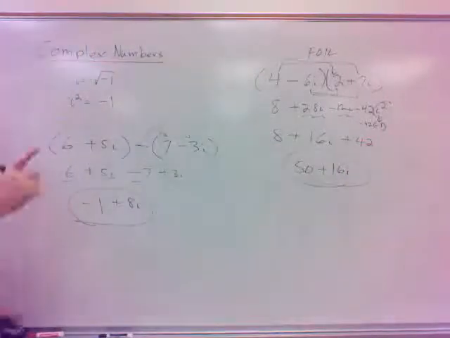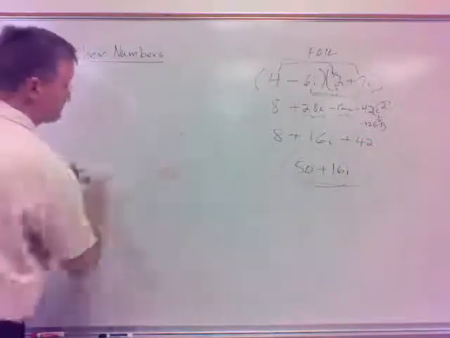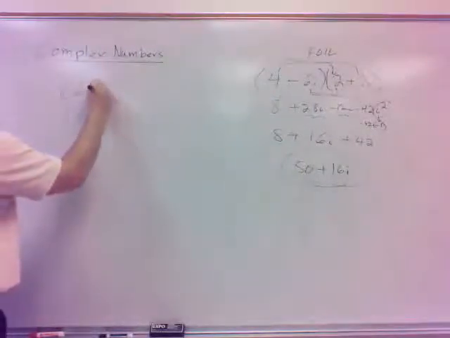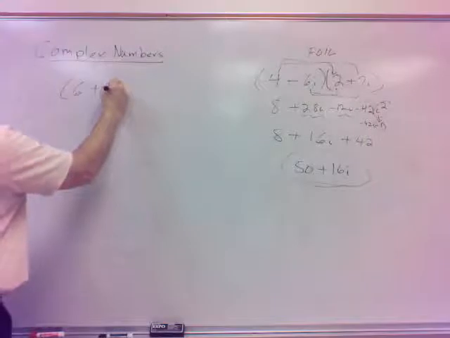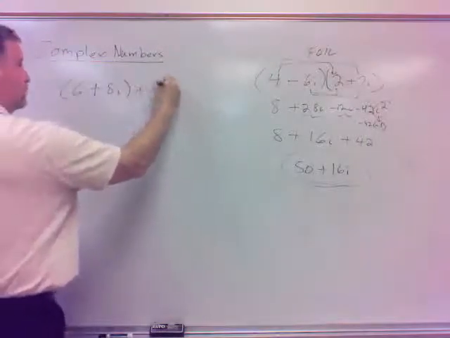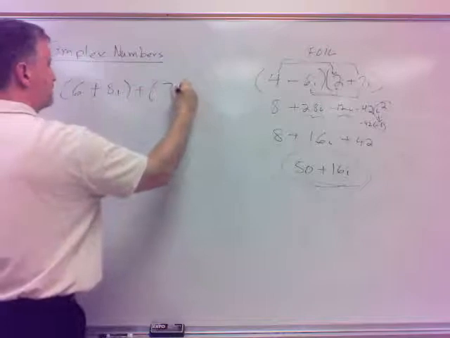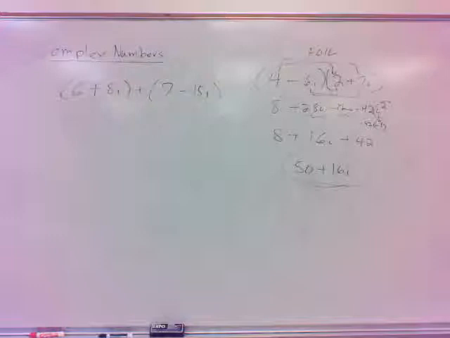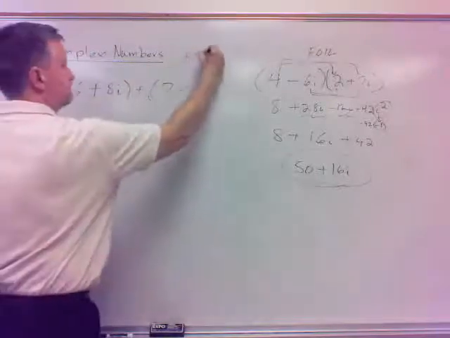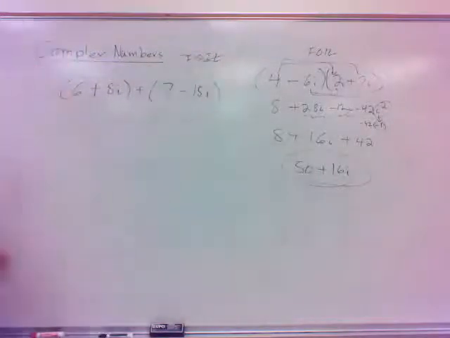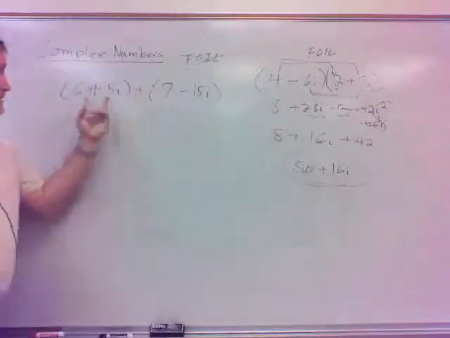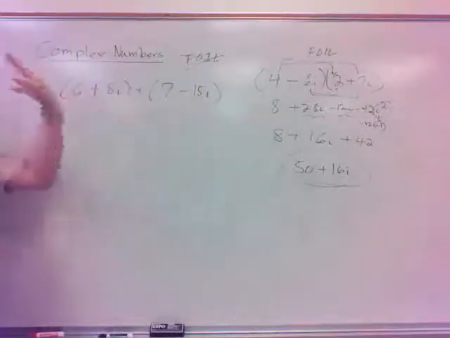All right, now, let me make a note here. What if I had 6 plus 8i plus 7 minus 15i? Is that FOIL? Why is that not FOIL? Some jump the gun there and say, well, I need to FOIL those out. But FOIL is only if you're multiplying two binomials. Here I'm adding two binomials, and so that's just combining like terms.